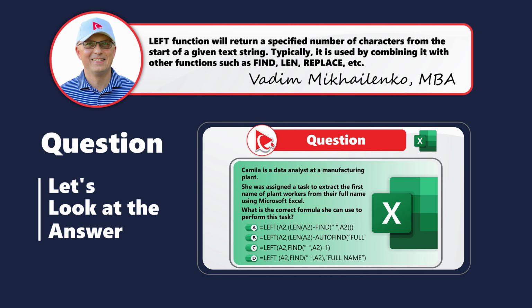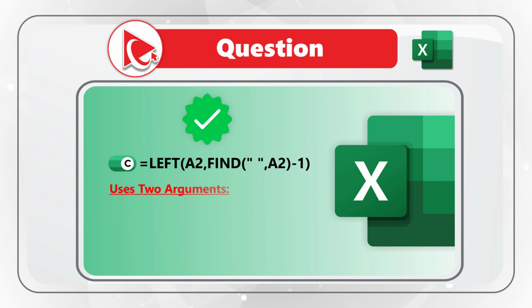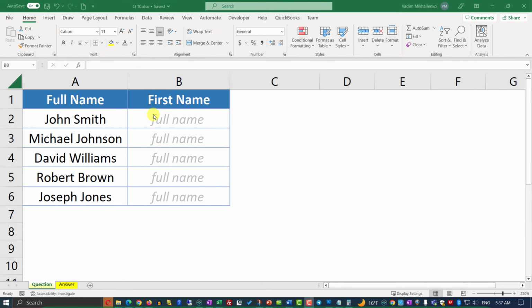As you might have guessed, the correct choice is choice C. It uses the LEFT function and provides two arguments. The first argument would be the value of cell A2, and the second argument would be the FIND function, which supplies a space, as well as argument A2, minus 1. Let's jump to Microsoft Excel to simulate this scenario.